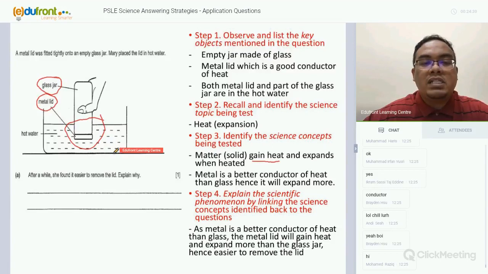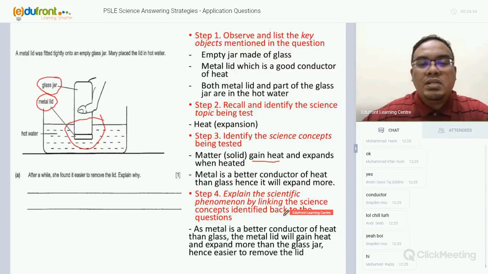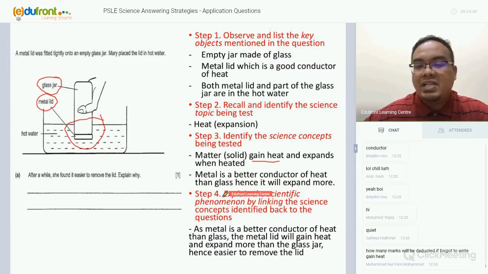Because the metal expands more than the glass. So this is the part where many students miss. Many students just say that, oh, the metal lid gains heat and expands when heated. Wrong. Here, they are trying to ask you to compare the expansion of metal and glass. So this is the tricky part.